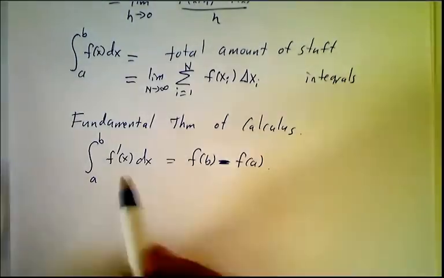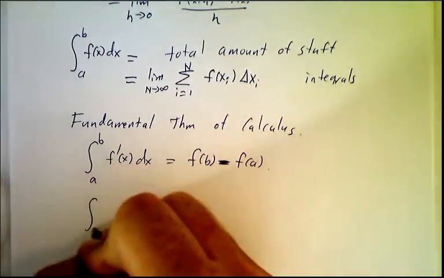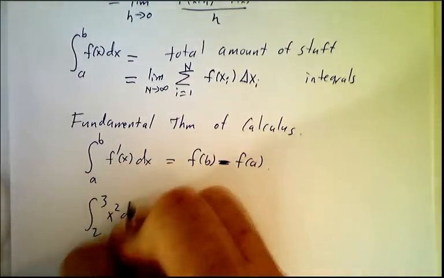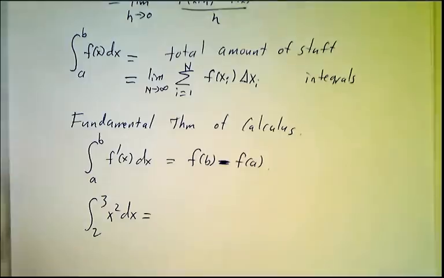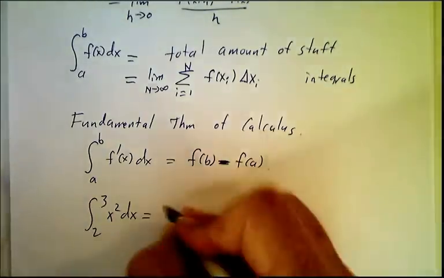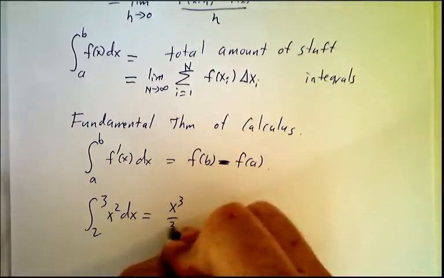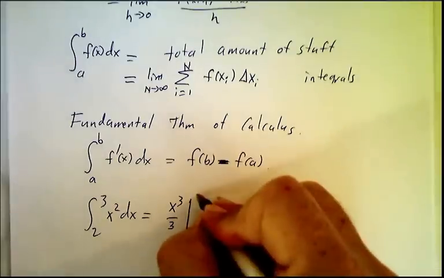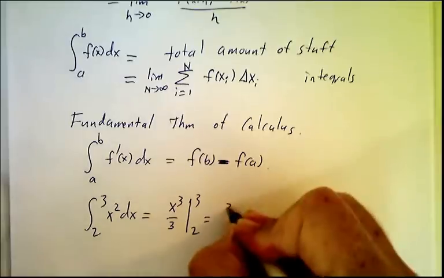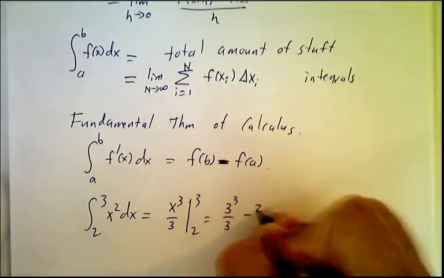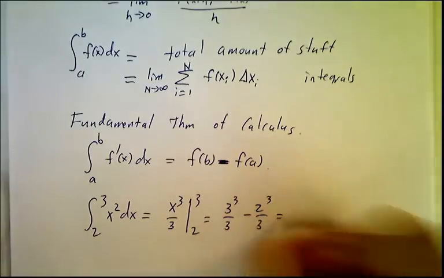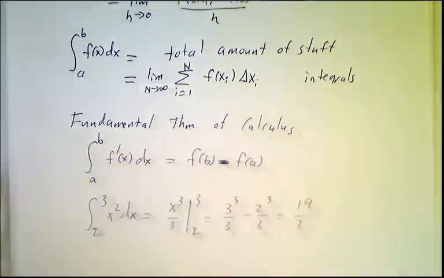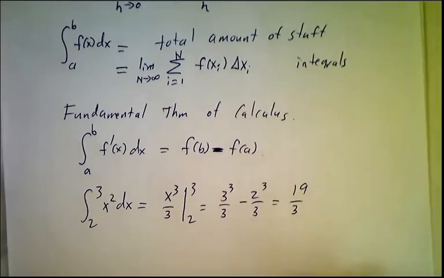If you want to figure out the integral from 2 to 3 of x squared dx, you just have to find a function whose derivative is x squared. If you can find a function whose derivative is x squared, and x cubed over 3 does the trick, then you evaluate that function at 3 and at 2, and you get 3 cubed over 3 minus 2 cubed over 3, which is 19/3. Okay? You don't have to do all the messy business about taking limits.